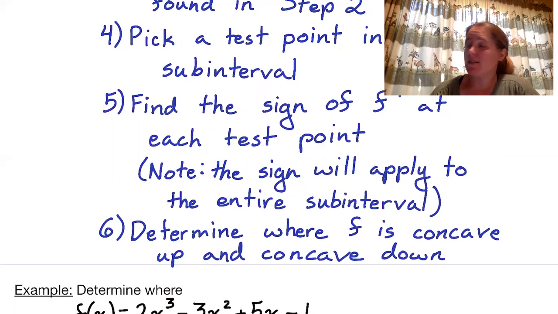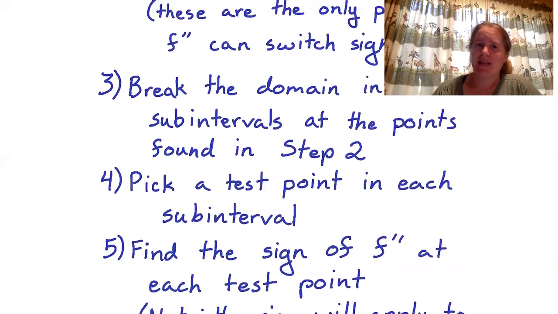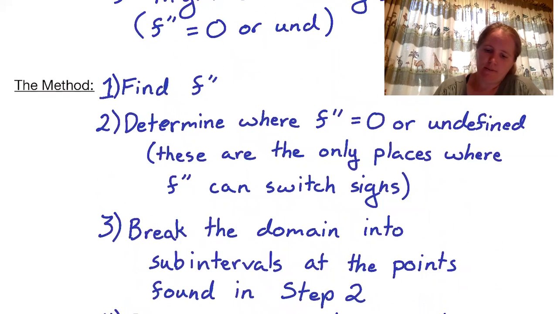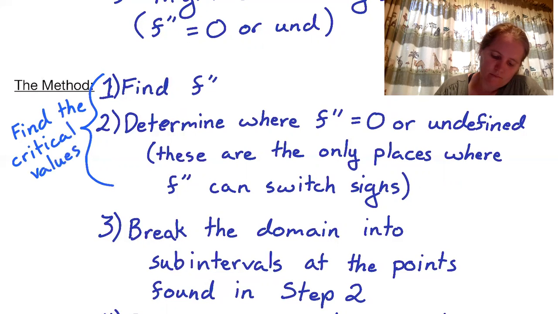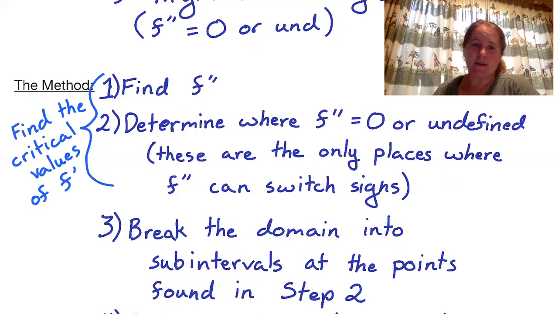So note these are the same steps as for increasing and decreasing. It's just that steps 1 and 2, these two steps, amount to finding the critical values of f prime. So essentially, we're doing what we did with f, now with f prime instead. It's just the very last step where we say how this relates to f in terms of concavity.